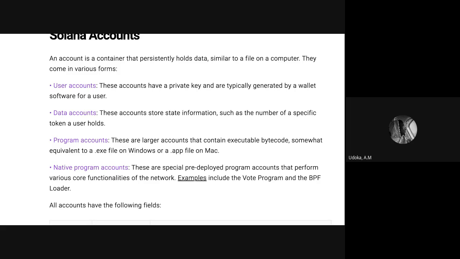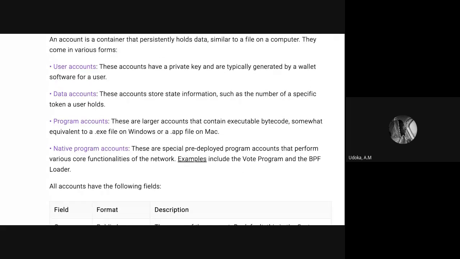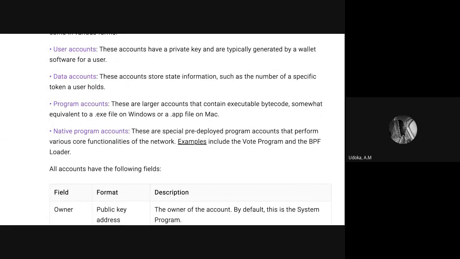So this is talking about the accounts that your wallet creates for you when you start interacting with a Solana wallet, and this has a private key, and we're going to see the impact of an account owning a private key. Data accounts, on the other hand, store state information, such as the number of specific tokens a user holds.